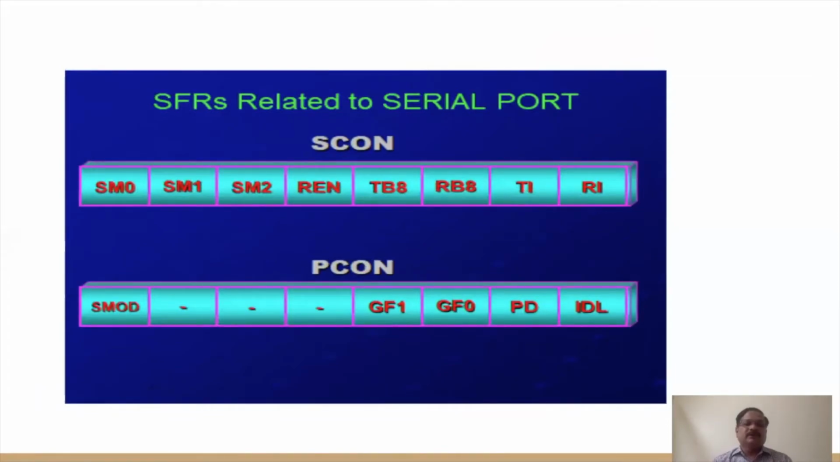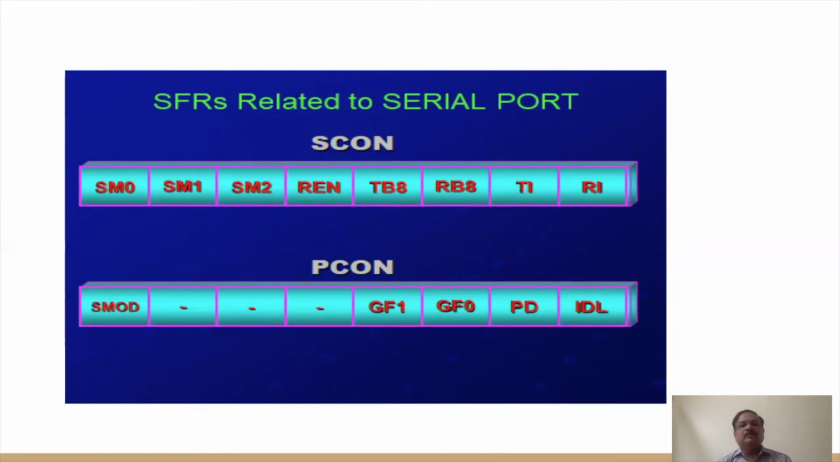Then to deal with the serial port, there are 2 SFRs: SCON, called the serial control register, and SBUF, called the serial buffer, which is simply a shift register. The 8-bit data received during reception is held in SBUF, or the data to be transmitted over TXD can be written in the SBUF during transmission.